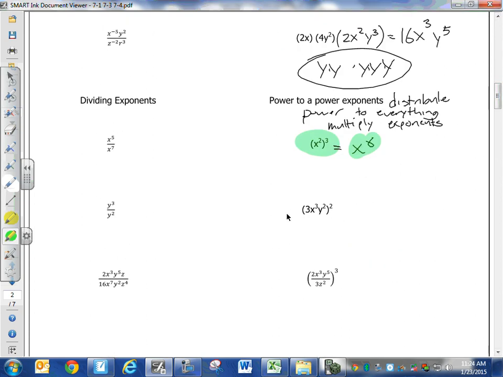Okay, try this on your piece of paper. 3x cubed y squared. You now have the rule. You distribute the power to everything, and you multiply the exponents. Now, it's not like you multiply 3 times 2 times 2. It would just be 3 times 2.